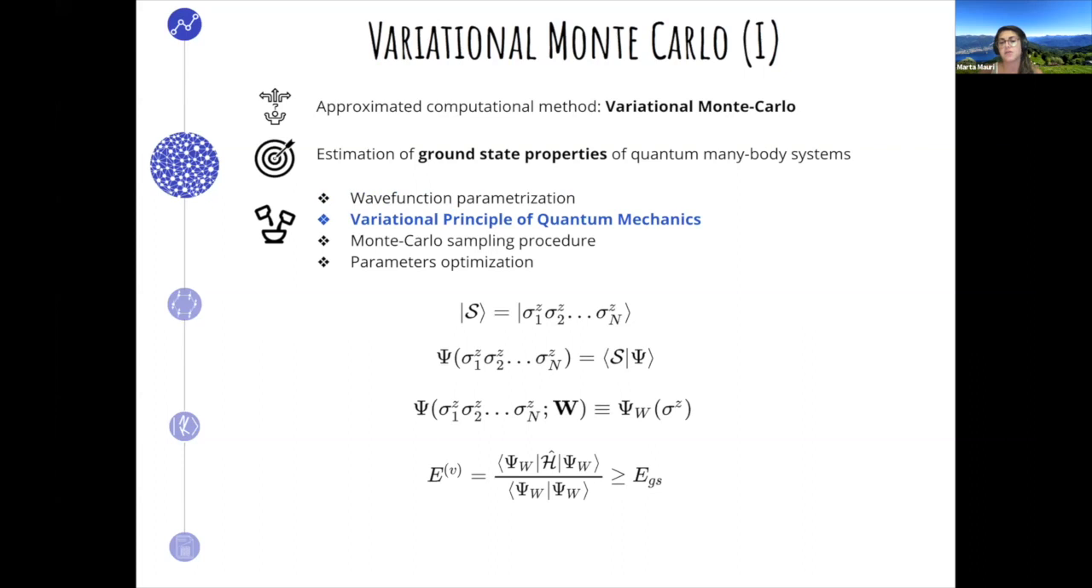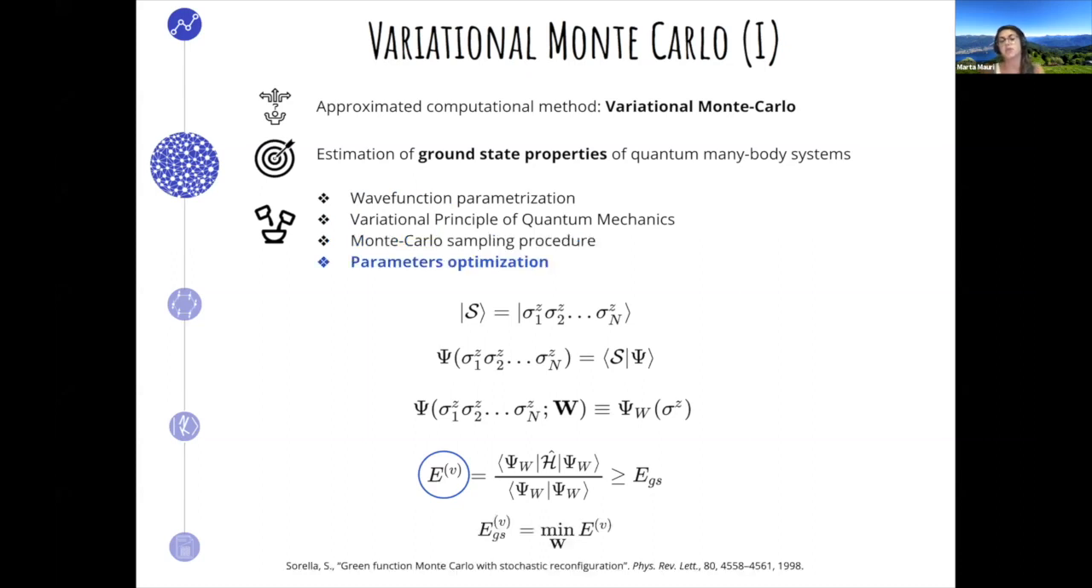And the basic foundation of this method is the variational principle of quantum mechanics, in which the Monte Carlo sampling procedure is used to compute the variational energy, so this observable that we want to optimize in order to get as close as possible to the ground state of the system, and therefore to have an estimate of the ground state energy, and also of other relevant observables that can be used to describe the ground state properties.